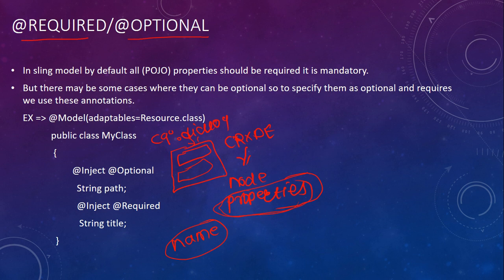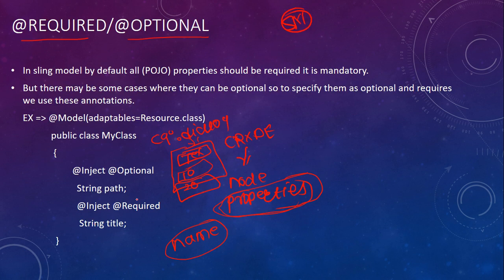So this is the data. The user has written some data here, like text, or 10 and 20. This data will be stored inside your properties, and these are the properties we are fetching using a Sling model.